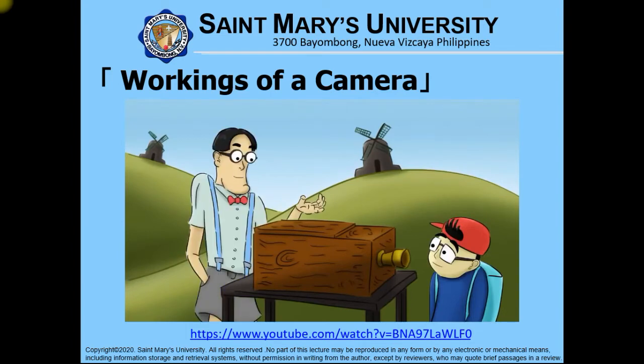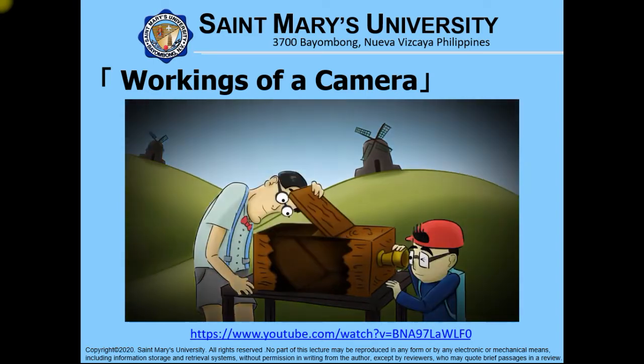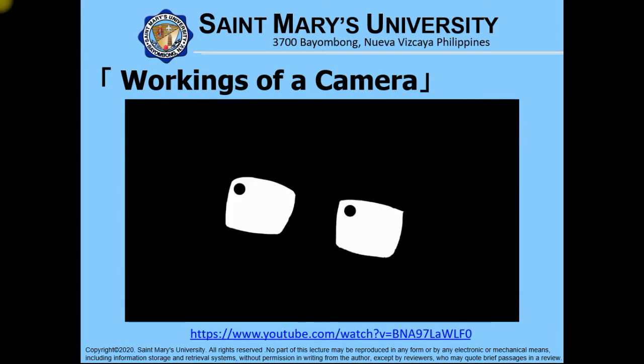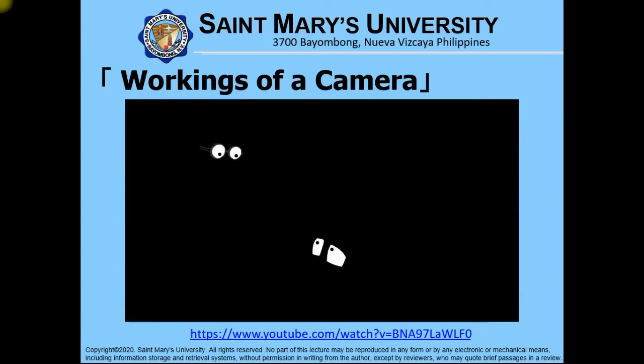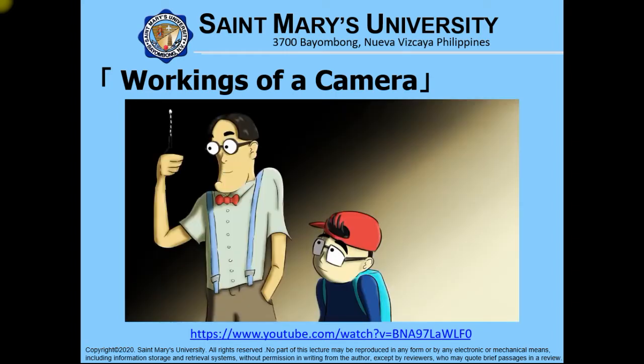This is the camera obscura. It's where the word camera came from. It means dark chamber. Let's take a look inside. It sure is very dark in here. Well, that's because the camera is a lightproof box built to capture light.